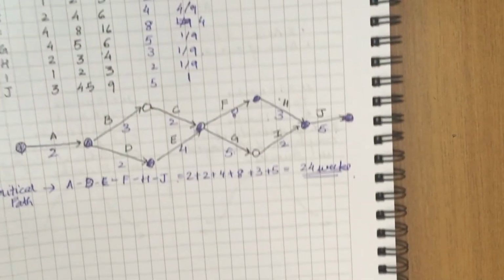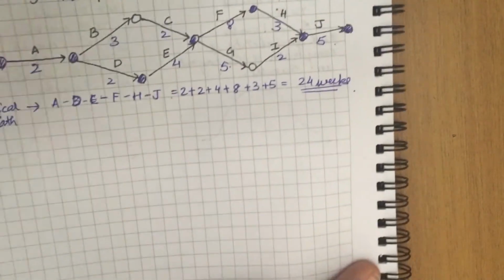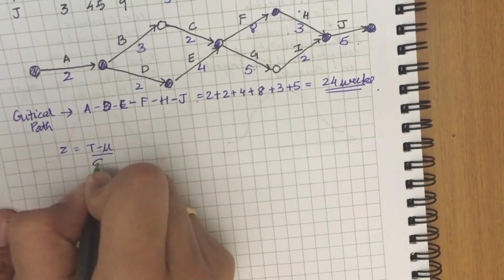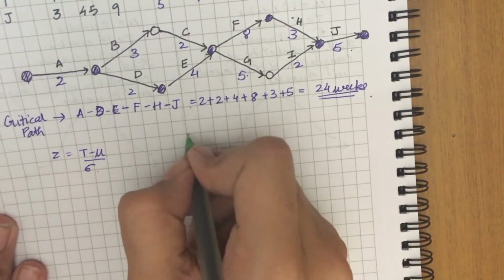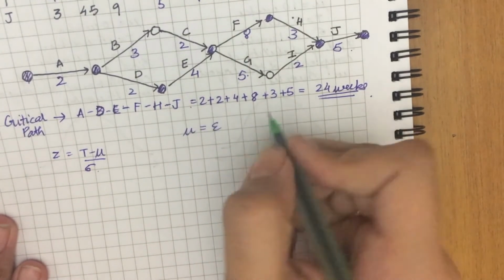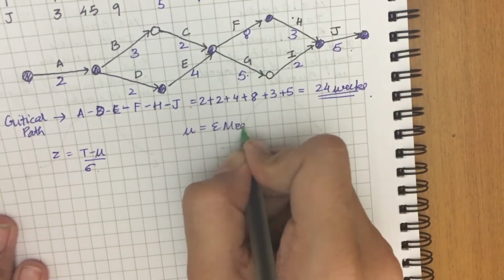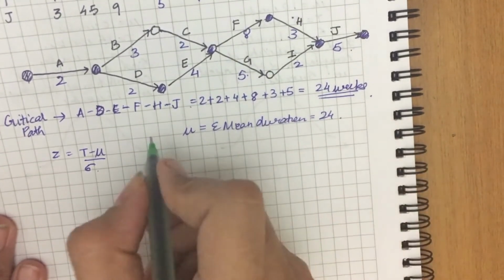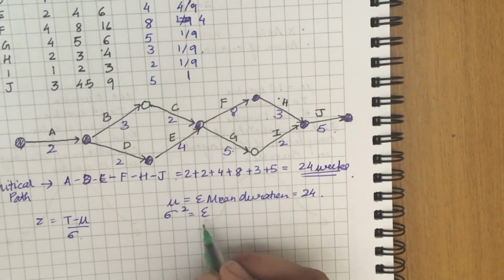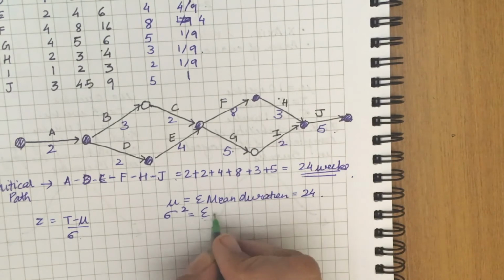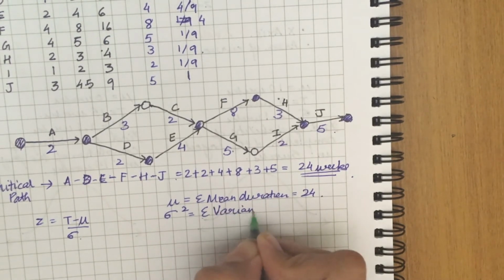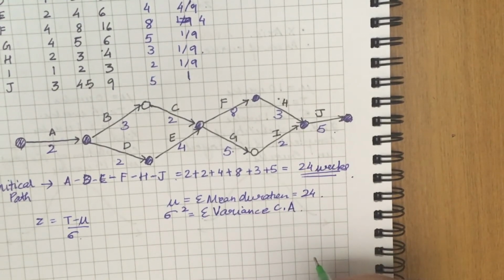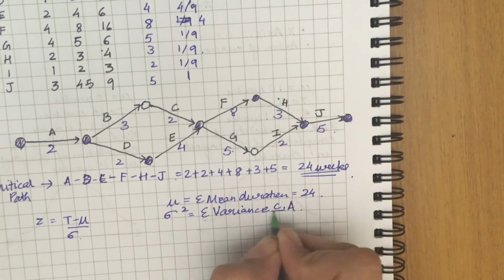For this you need to calculate the Z value. The value of Z is T minus mu upon sigma. Mu is the summation of the mean durations, which we have already calculated. This is 24. The formula for sigma square is the summation of the variance of all the critical activities. Mind you, please don't take the summation of all the activities, but only take the summation of critical activities.